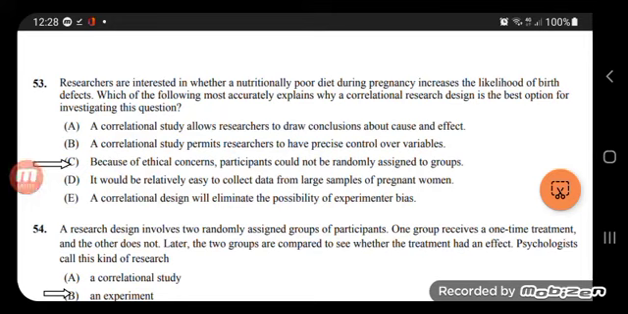Interested in whether a nutritionally poor diet during pregnancy increased the likelihood of birth defects. Which of the following most accurately explains why a correlation research design is the best option for investigating this question? The answer is C, because of ethical concerns. Participants could not be randomly assigned to groups.